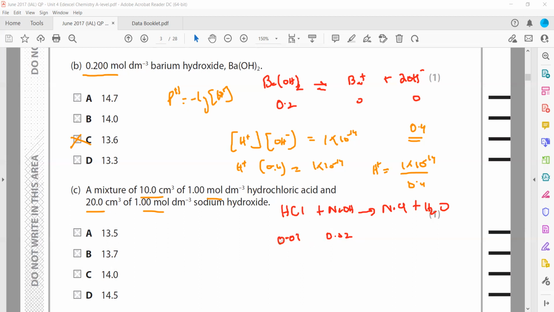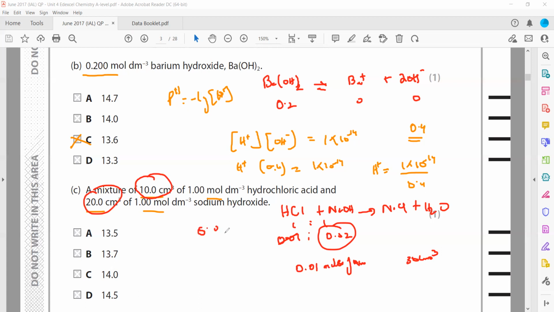So hydrochloric acid will be used up, and how many moles will be left once it is used up? We are left with 0.01 moles of NaOH, because 1:1 is the ratio. So 0.02 minus 0.01 is used up, leaving 0.01 remaining. So these are the moles left. And what is the new concentration of sodium hydroxide now? The volume here is 10 cm cube plus 20 cm cube, because we mix the two solutions together. So the new volume is 30 cm cube.